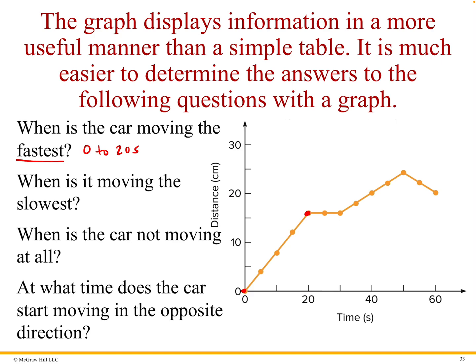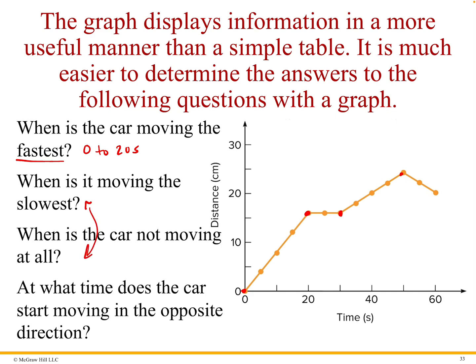Well, where does it look like it's going the slowest? I would say from maybe 30 seconds over here to 50 seconds. Or you could say too, well, when it's just this sort of constant, right? When it's constant like that, from 20 to 30 seconds, is it even moving? No, because it's not going any distance from 20 to 30 seconds.